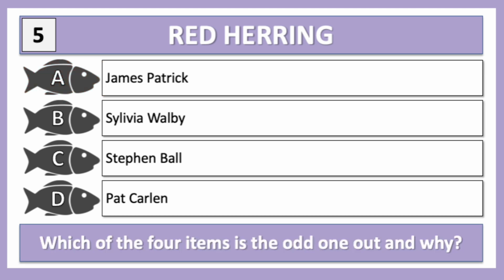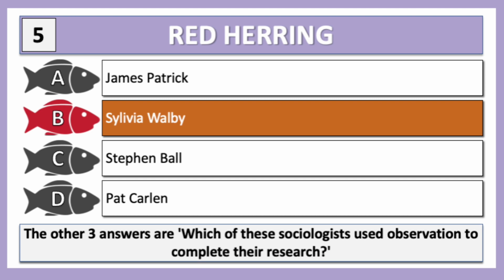Number five, we've got James Patrick, Sylvia Wolby, Stephen Ball, or Pat Carlin. Which is the odd one out and why? So just leave those up for a moment. Who's the odd one out? Let's have a look. So the other sociologists here used observation to complete their research.